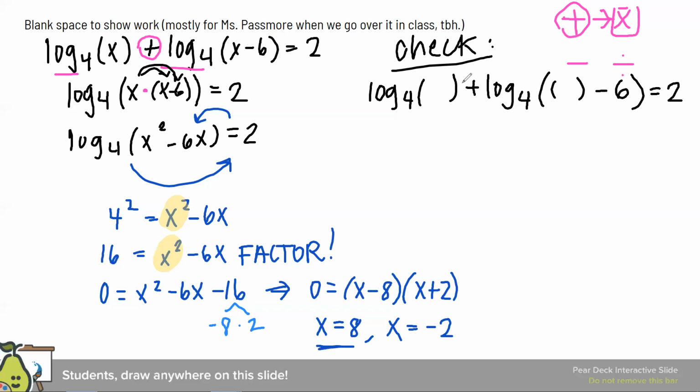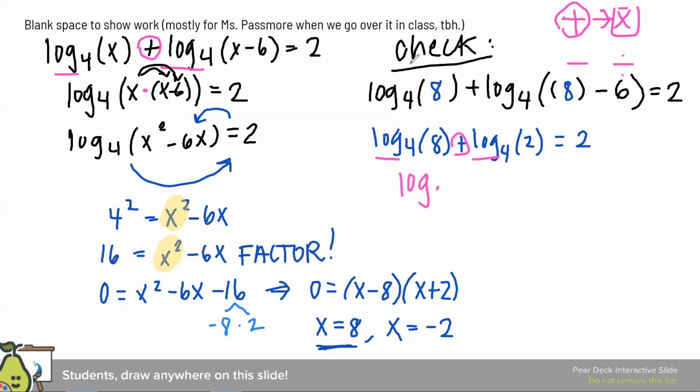So I'm going to try x equals 8 first. I plug in 8 everywhere. I end up with log base 4 of 8 plus log base 4 of 8 minus 6, which is 2, and that is equal to 2. Now in order to solve this, we are going to have to use that same property that we did earlier where we combine them. They're both log base 4 and they're both addition right now. So this becomes log base 4 of 8 times 2 equals 2. That's really log base 4 of 16 is equal to 2.